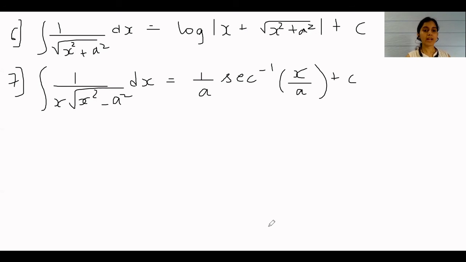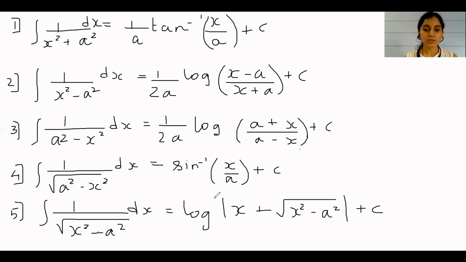Okay, keep practicing them, writing them so that you remember. Find a way to remember them. See, it's not that difficult. You can put two in a group, like the second and third. If you observe, only the signs are interchanged for the denominator. When it is x square minus a square, the answer is log of x minus a upon x plus a. If it is a square minus x square, then the answer is log of a plus x upon a minus x.